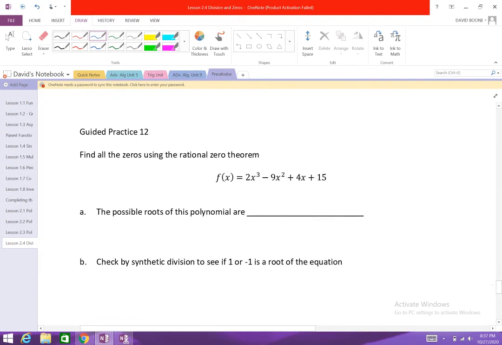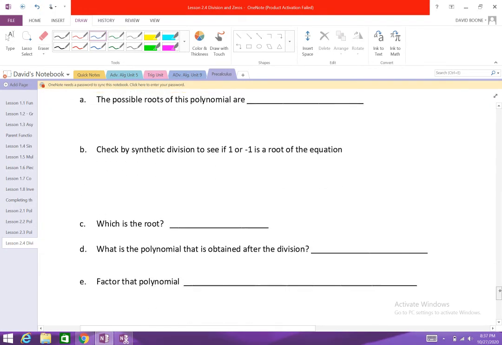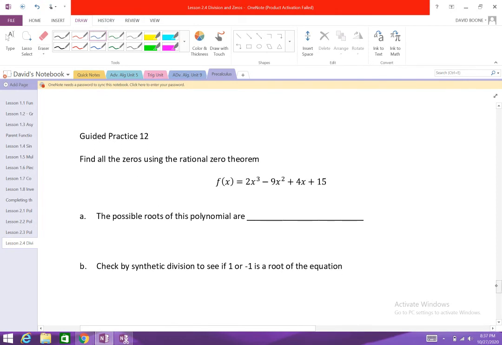All right, last little problem here. We'll do it one more time, just kind of look at all the different pieces put together. So first thing this says, we want to find all the zeros using the rational zero theorem.